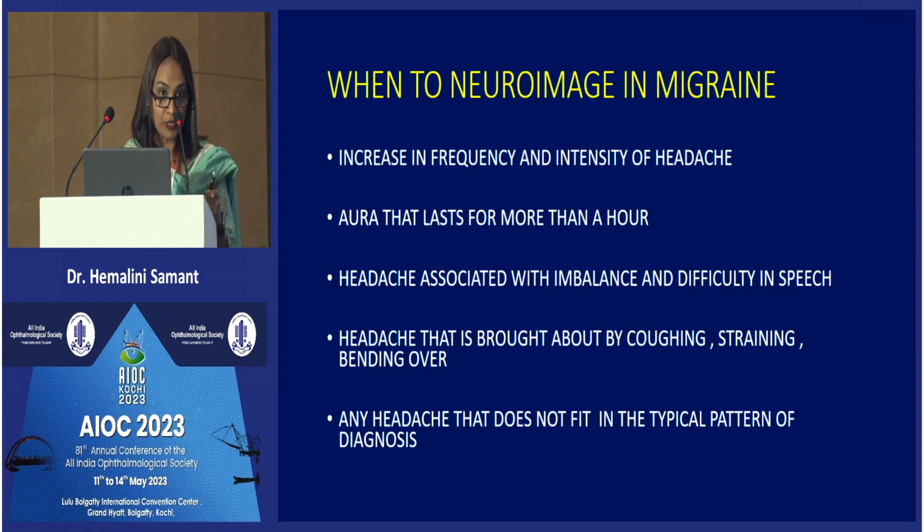But in some situations of migraine, you want to get a neuroimaging done. So which are those situations? If you come across your regular migraine patient who complains that there's a sudden change in the frequency or intensity of the headache, or an aura which lasts for more than an hour, or a headache which is associated with imbalance or difficulty in speech, headache which is brought about by coughing or straining or bending over, or a headache that just does not fit into your typical pattern of migraine, you will get a neuroimaging done.